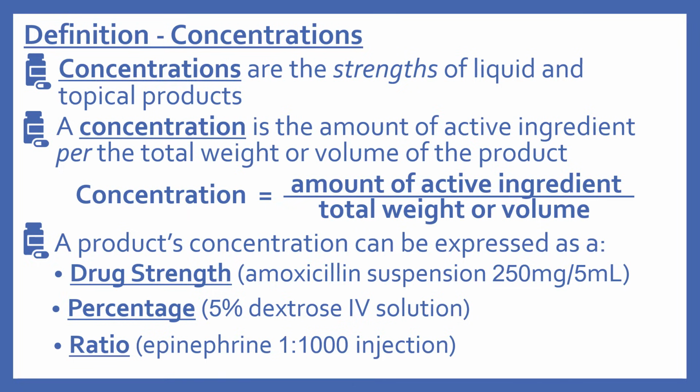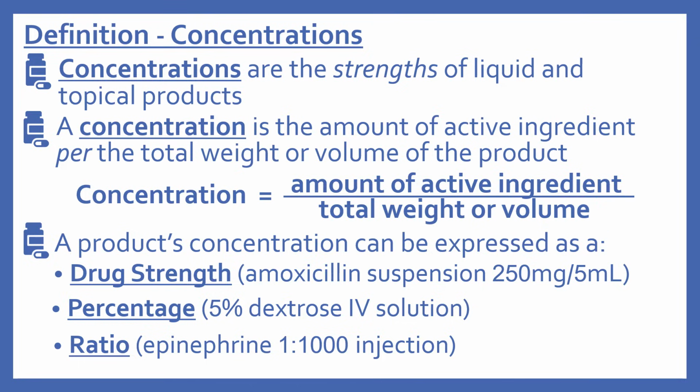And there are a few different ways that a product's concentration can be expressed. It can be expressed as a drug strength. This would be something like amoxicillin suspension, 250 milligram per 5 milliliters. That's the concentration. As a percentage, this will be something like 5% dextrose IV solution. 5% is the concentration of that solution.